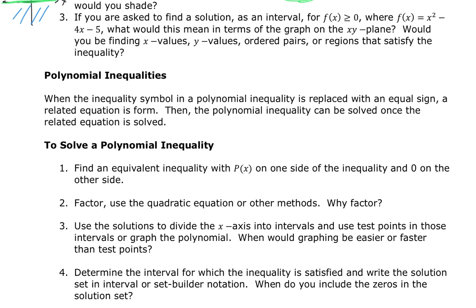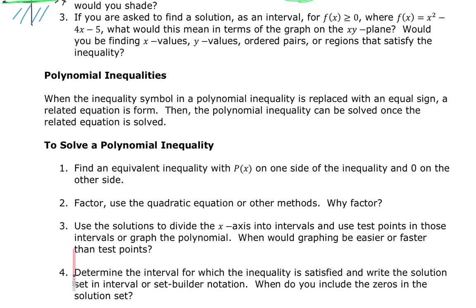We're going to find an equivalent inequality for p of x on one side of the inequality and 0 on the other. So in other words, if I have a polynomial, I'm going to set it so that one side has 0 and the other side has the polynomial with the constants, the coefficients, and the terms with x's and variables in them. And then I'm going to factor using the quadratic or any other method. And the reason is because I am trying to find where this thing equals 0 and also where it's above or below.